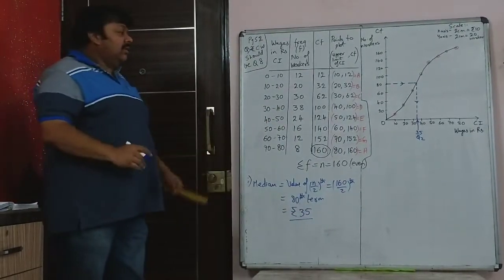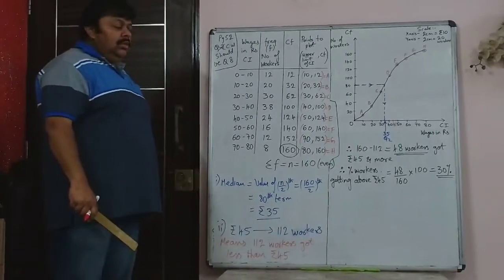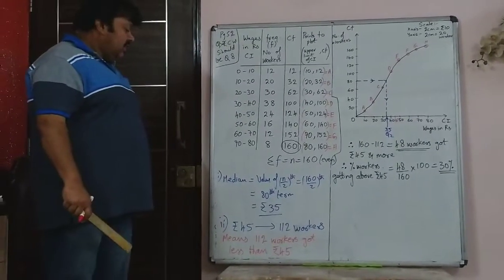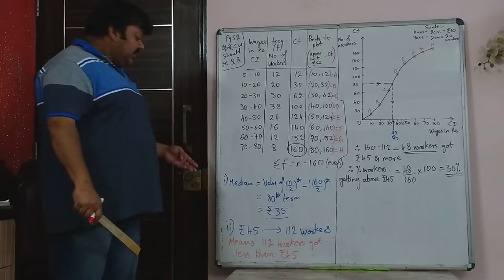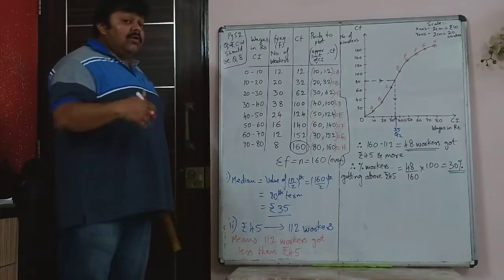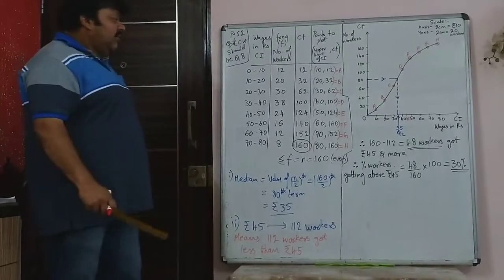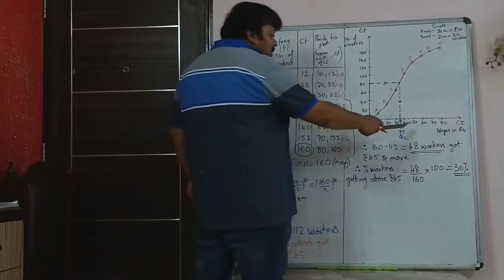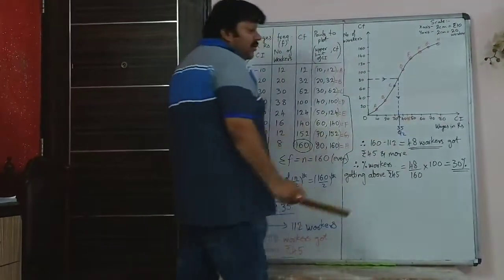So that's the median. So now the next question is, find the percentage of workers who got rupees 45 or more. So 45. Now first of all look at rupees 45.